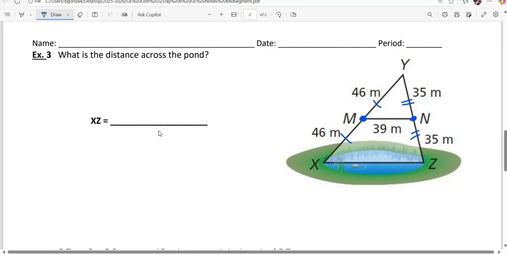So here's the deal. If I know the mid segment is 39, how do I figure out this parallel side? What did we just learn? Do I multiply it or divide it by 2? Not divide, because this is a shorter one. So 39 is the mid segment times 2 gives you 78 meters, my guy.